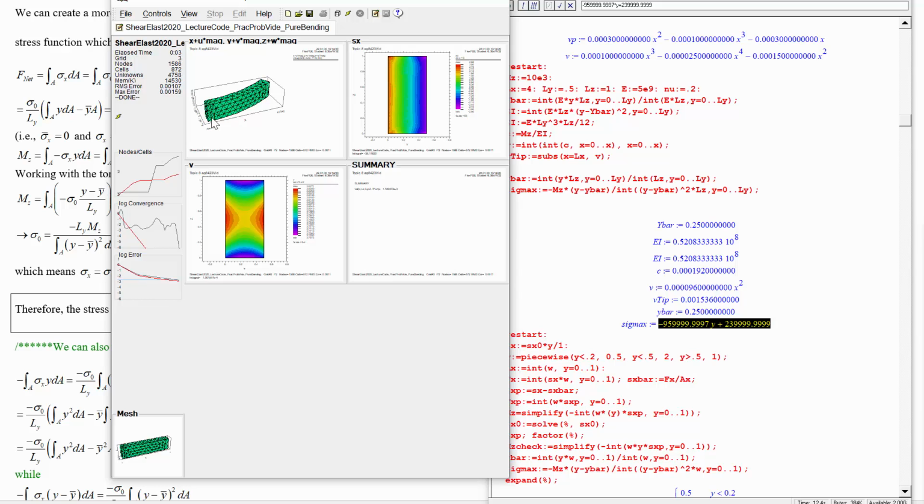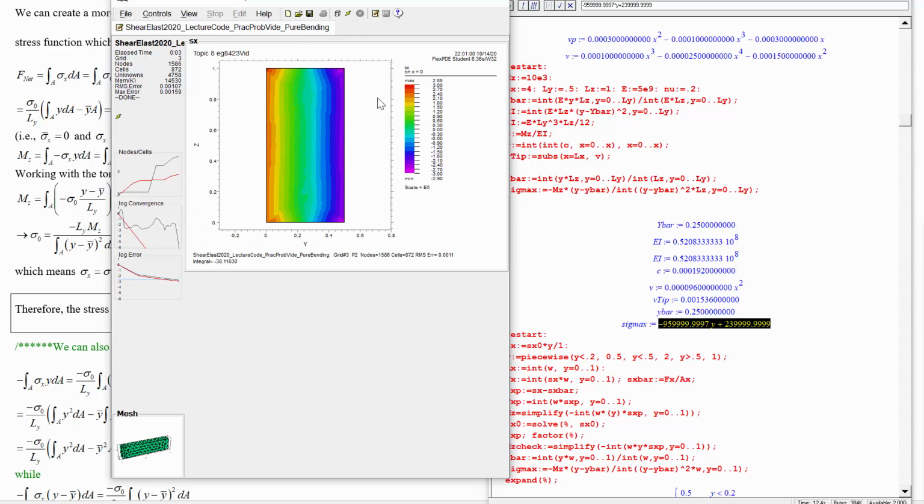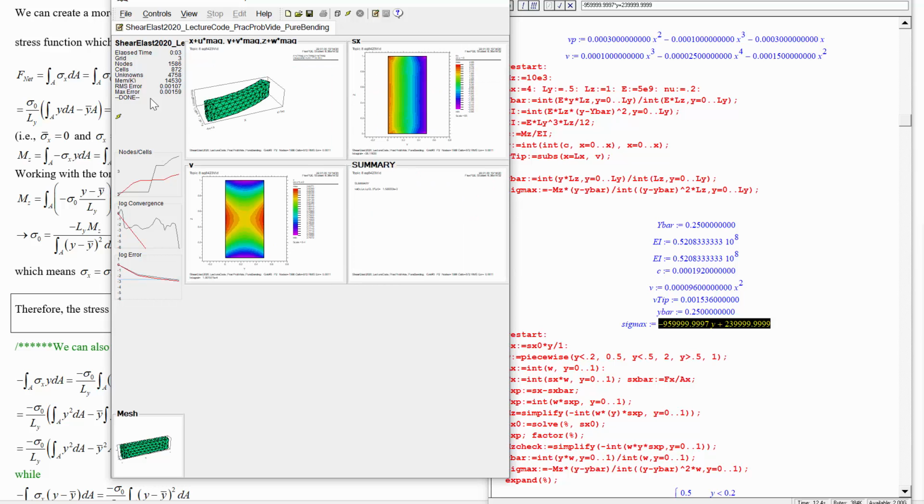One thing is what the stress is on this far surface. So we have almost a uniform stress that's changing as we move the y position on x equals 0.